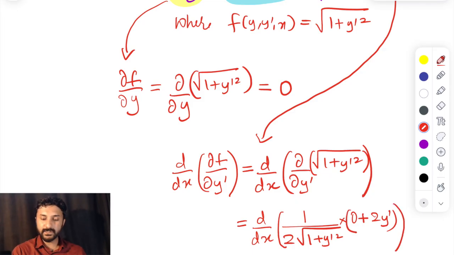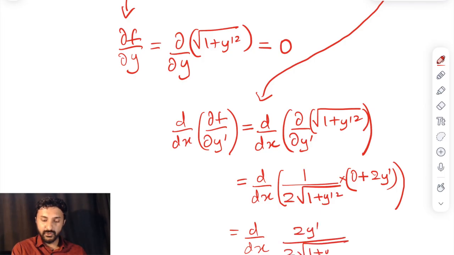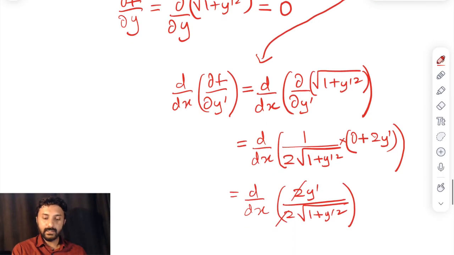Right? So we have performed the inner differentiation with respect to y dash, and this is what we end up with. So let's tidy things up a little. So this now looks like 2y dash divided by 2 root of 1 plus y dash squared. The 2 of course can be cancelled, and now what remains is for us to differentiate this.